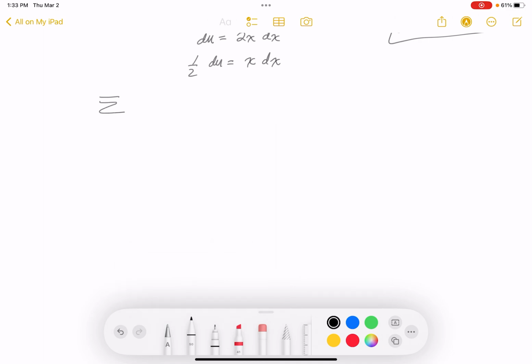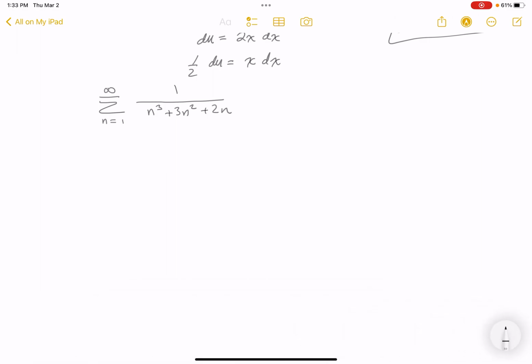Write this over here: the sum from n equals 1 to infinity of 1 over n cubed plus 3n squared plus 2n. My first goal is just partial fraction decomposition on it, and you're really hoping for something pretty nice out of it. So let's write this over here. This is going to be 1 over n times n squared plus 3n plus 2, which is 1 over n, n plus 1, n plus 2.